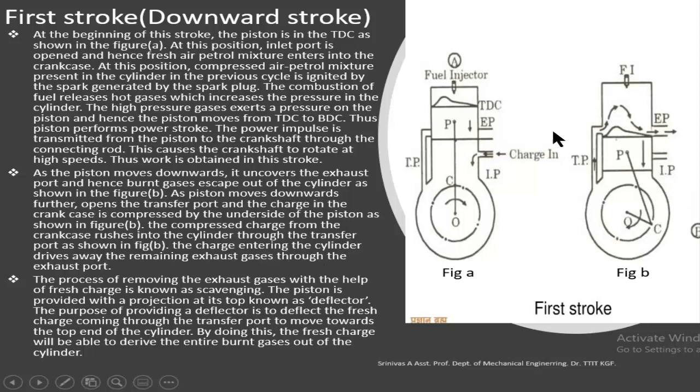Here we explain the piston movement from TDC to BDC. I told you that the piston movement from TDC to BDC is the power stroke. During the power stroke, the inlet gets open, the air-fuel mixture enters and the burned gases exert pressure on the piston, and then the piston starts moving downward. When the piston starts moving downward, the exhaust port gets opened, and because of the piston movement, the air-fuel mixture present in the crankcase is pressurized and enters the combustion chamber through the transfer port, and it also drives out the burned gases. This is one stroke, the downward stroke.